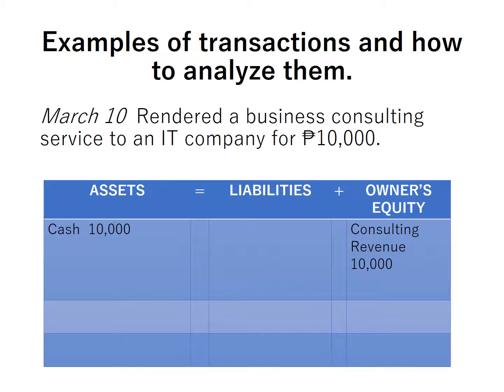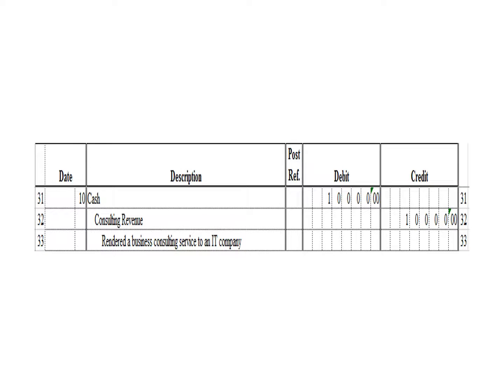March 10, the business rendered a business consulting service to an IT company for 10,000 pesos. Cash increased by 10,000 pesos. Consulting revenue increased by 10,000 pesos. To journalize the transaction, we write the date 10 for March 10, debit cash 10,000 pesos, credit consulting revenue 10,000 pesos. That's how we increase revenue or income. We credit it. Then write the description, rendered the business consulting service to an IT company.